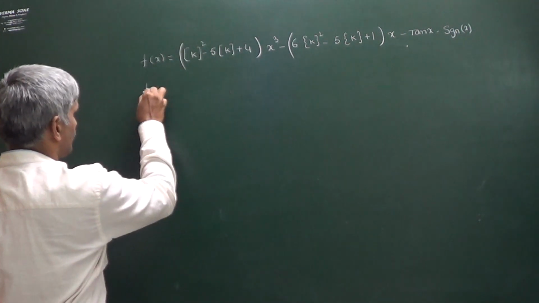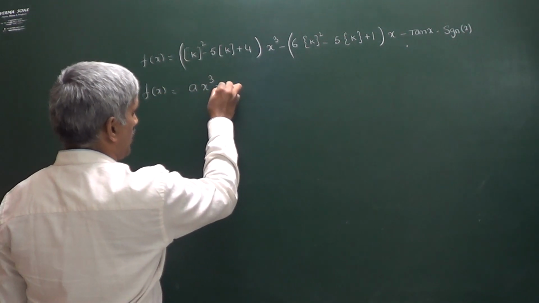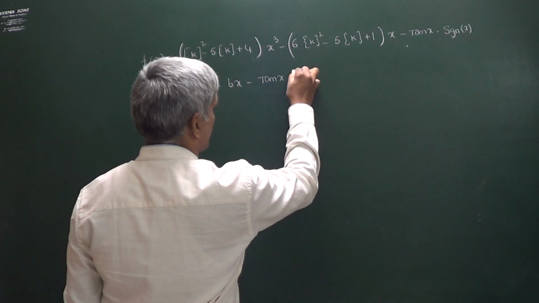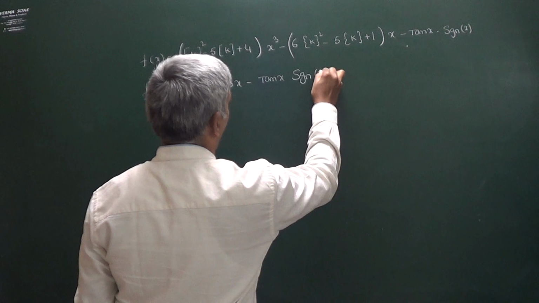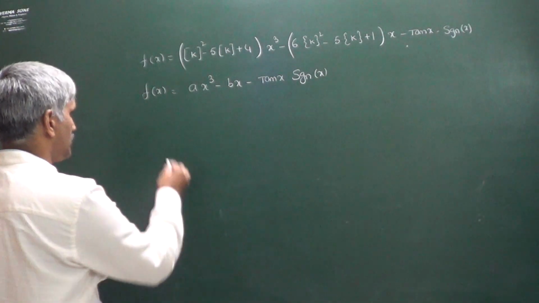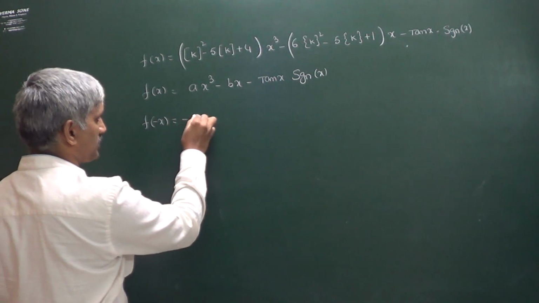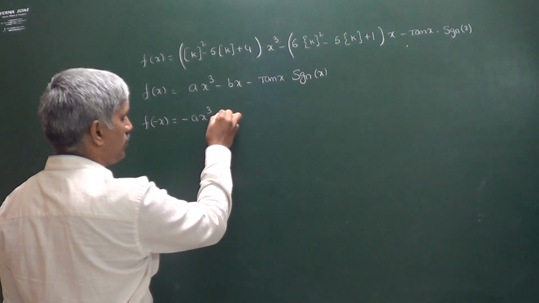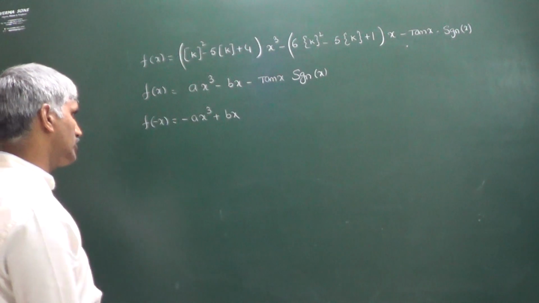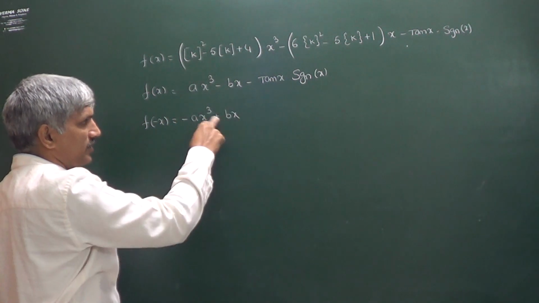Okay, let's pause. f of x is equal to, we can say this one as a into x cube minus b into x minus tan x into signum x. Because he is saying that the function is an even function for all x. Function is an even function means I can say f of minus x is equal to, what is f of minus x? Minus ax cube plus bx. Function is even function.